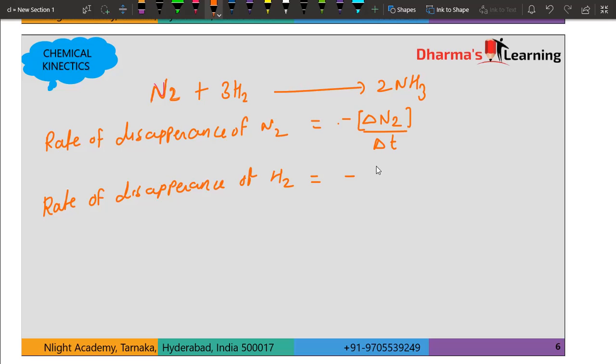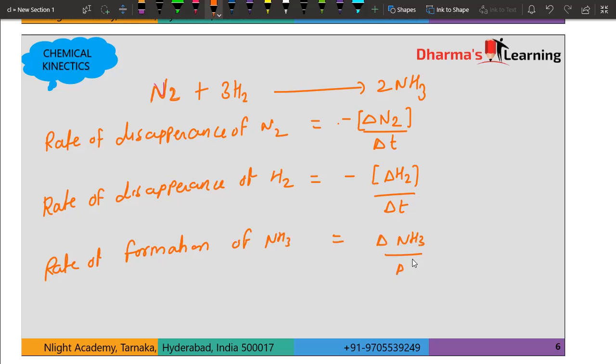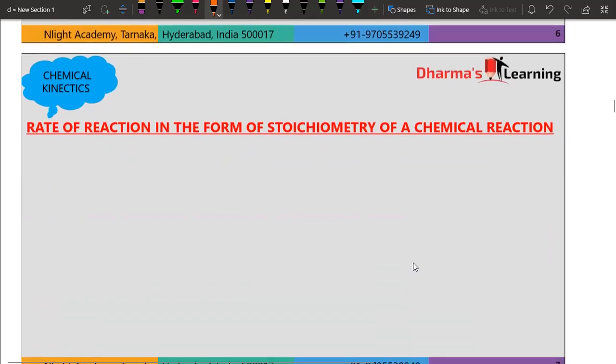So we will have change in concentration of hydrogen divided by change in time. This is a disappearance. What is NH3? Ammonia. Ammonia is a product, it is going to form. So we'll write rate of formation, or we can say rate of appearance of ammonia. It is change in concentration of ammonia divided by change in time. So this is how to write the rate of disappearance or appearance or formation of any chemical reaction.